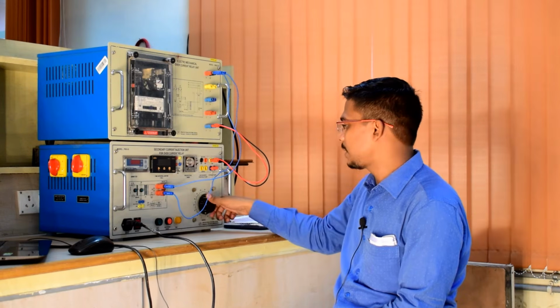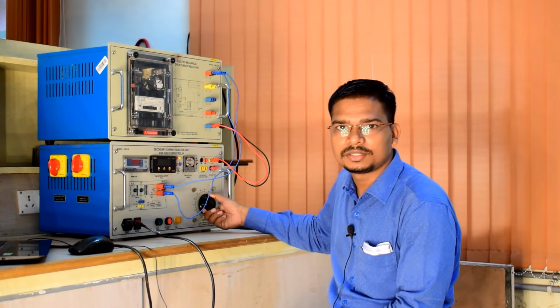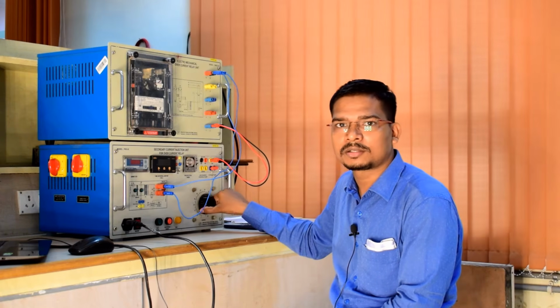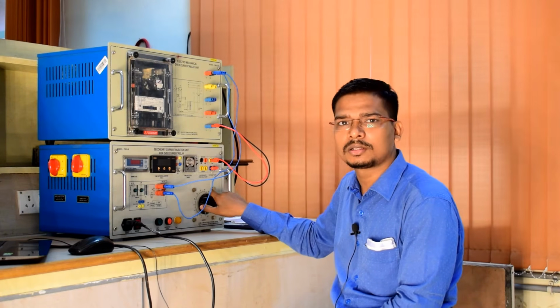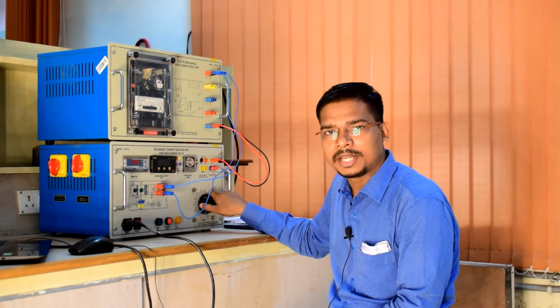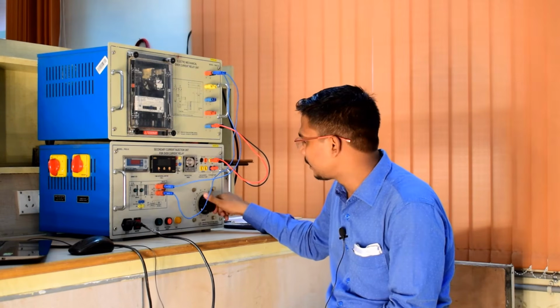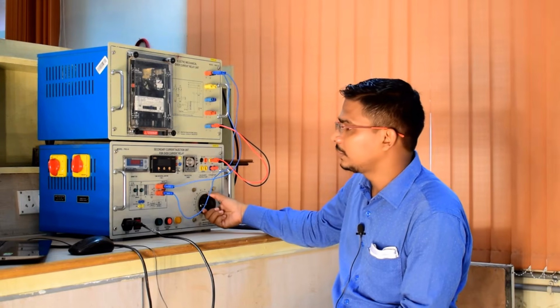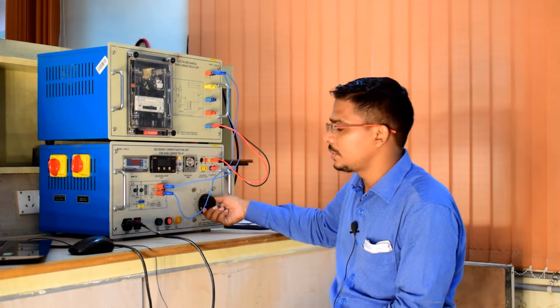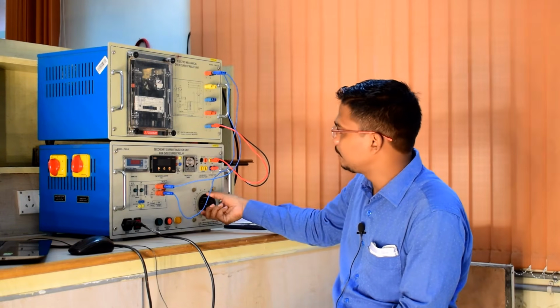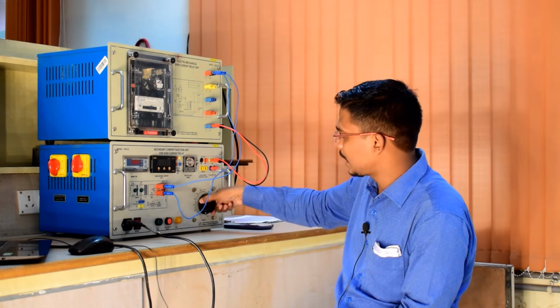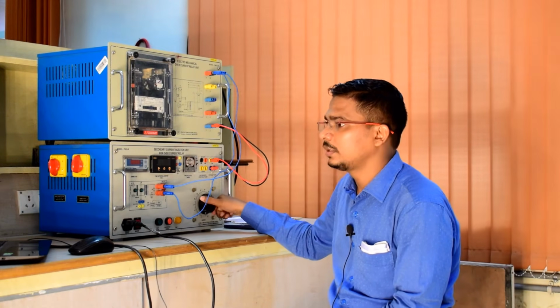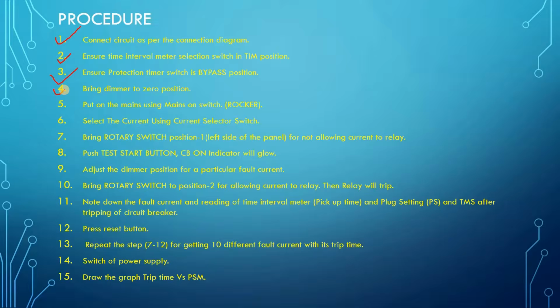Bring dimmer to 0. As you can see, this is the dimmer, or in other way you can call it an auto transformer, or you can call it a variac. Anything you can call. Right now it will rotate in anti-clockwise direction like this. Then it will come to 0. So to make it 0 we have to rotate fully towards the anti-clockwise direction. Now it's not rotating, so that means the dimmer is 0.